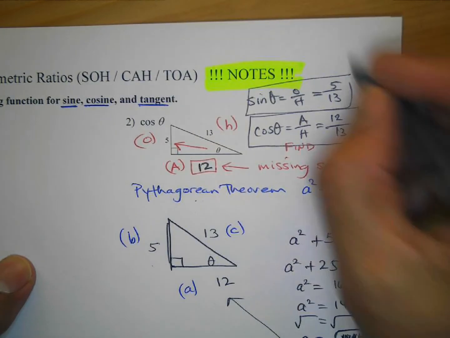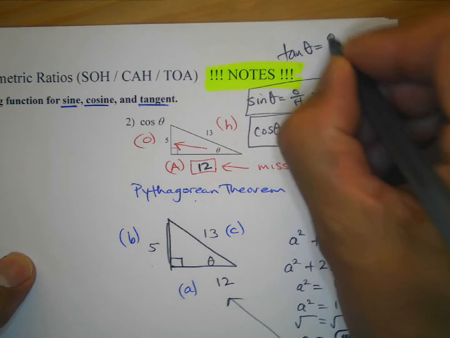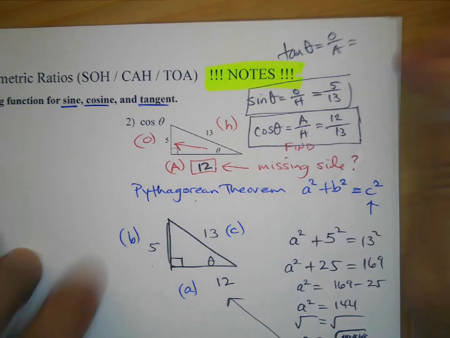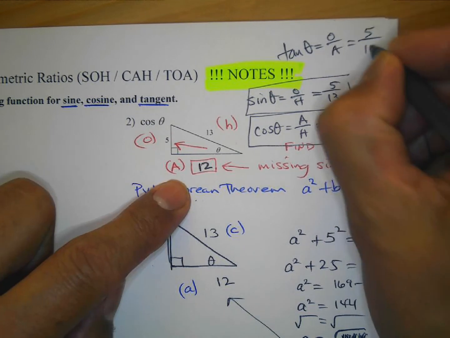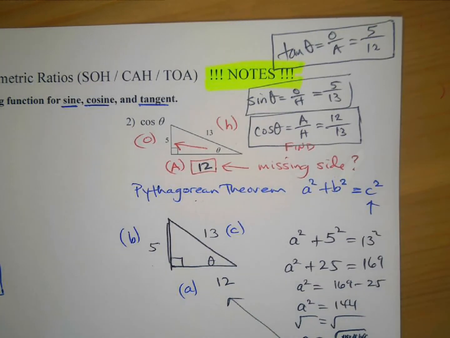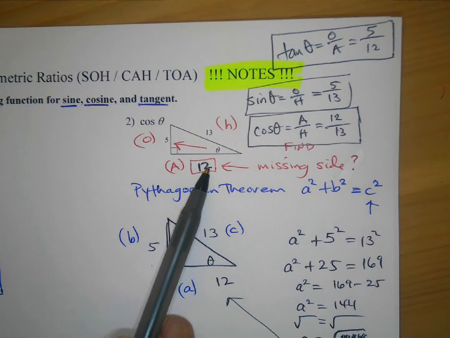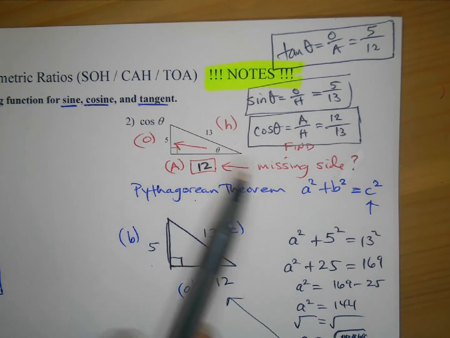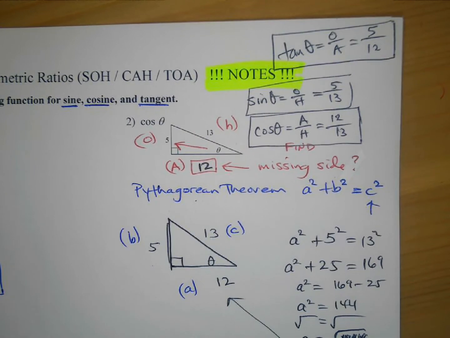And then finally, which other one? Tangent. Tangent is what? Toa, O-A. So that's O, which is the 5 over the 12. And again, nothing to reduce, so that is it. So that's it. You're still doing sine, cosine, and tangent. But the only thing is that for these triangles, you're going to have a missing side. Now, don't think that's it. Wait for these next two because you're going to have these with some square roots here. Okay.